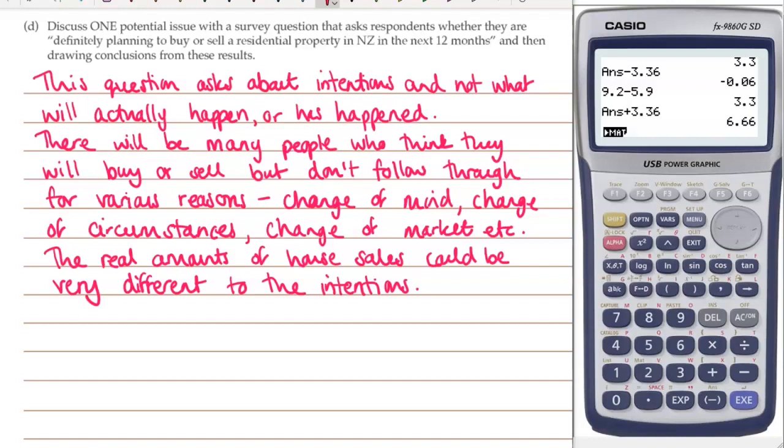People's intentions don't always match what actually happens, and there could be various reasons for that. They could just simply have a change of mind, change their circumstances, the market changes, and they decide to do something different. So the real amounts of house sales could actually be very different to what was listed here as their intentions.